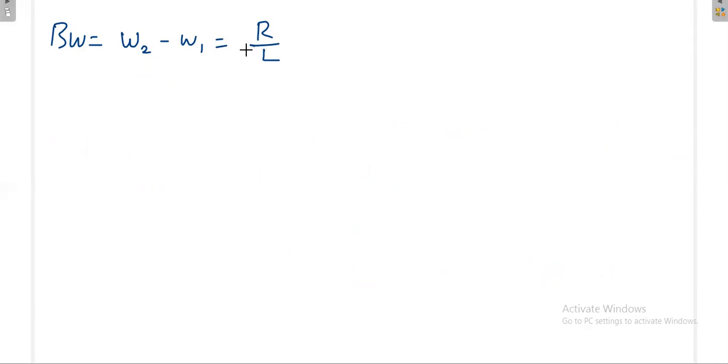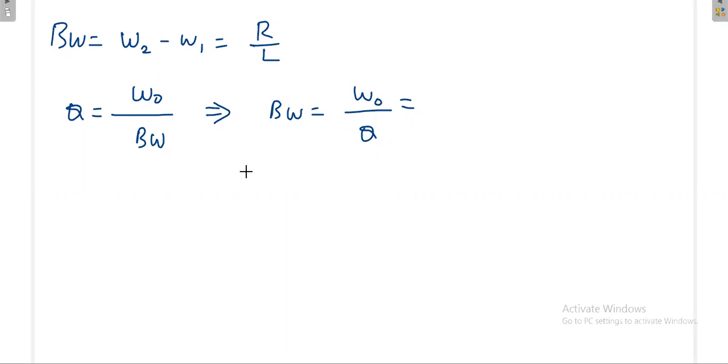Say for example, we have Q is equal to omega naught L by R. Q is also equal to F by bandwidth, that is, omega naught divided by bandwidth. Now I have to find out the bandwidth. Omega divided by 2, where omega means a certain frequency. I also know what Q is: Q means omega naught L by R.